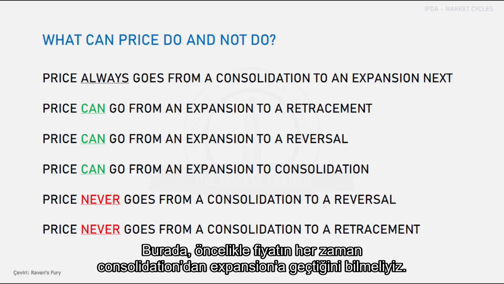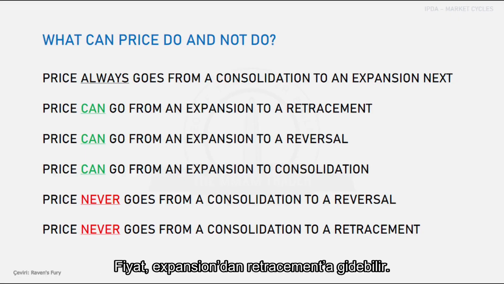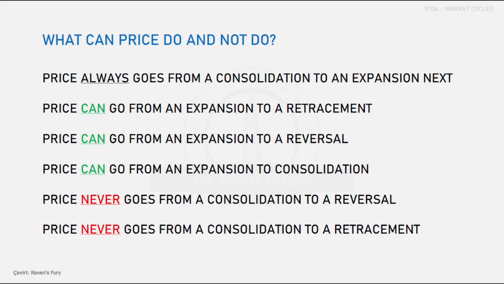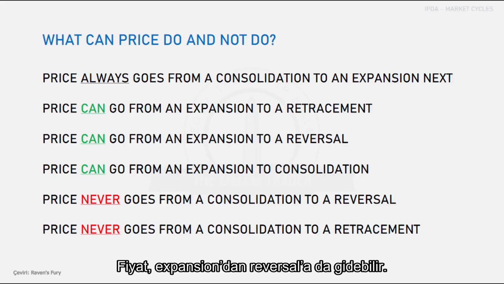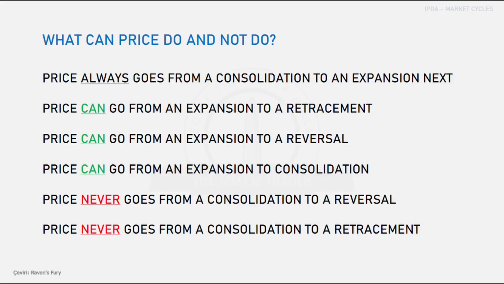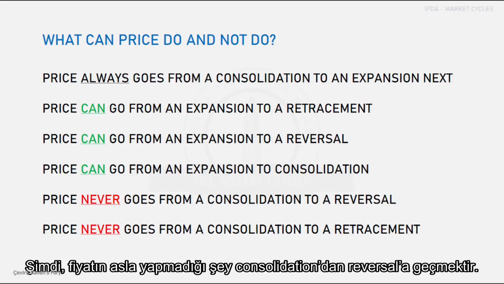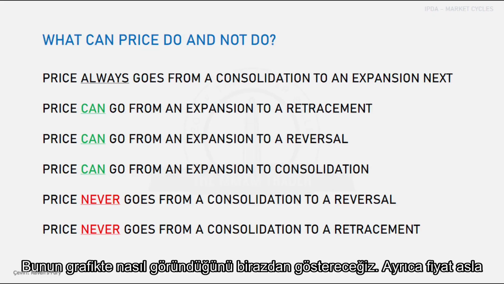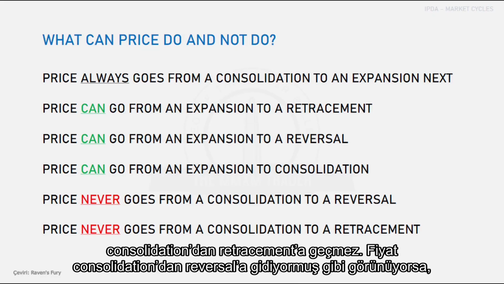Over here, firstly, price always goes from a consolidation to an expansion next. Price can go from an expansion into a retracement. Price can also go from an expansion into a reversal, and price can also go from an expansion into a consolidation. Now, what price never does is go from a consolidation into a reversal, and we'll outline in the charts later how that looks. And price can never go from a consolidation into a retracement.